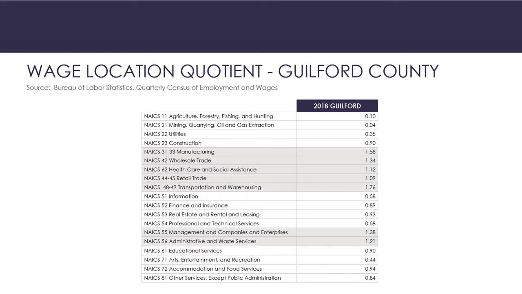Like the employment location quotient, the wage location quotient indicates which sectors are responsible for larger shares of wage income in a community as compared to the average county in the country. The chart shows that the transportation and manufacturing sectors are responsible for significantly higher wages in Guilford County, as well as being responsible for a generally larger share of employment.